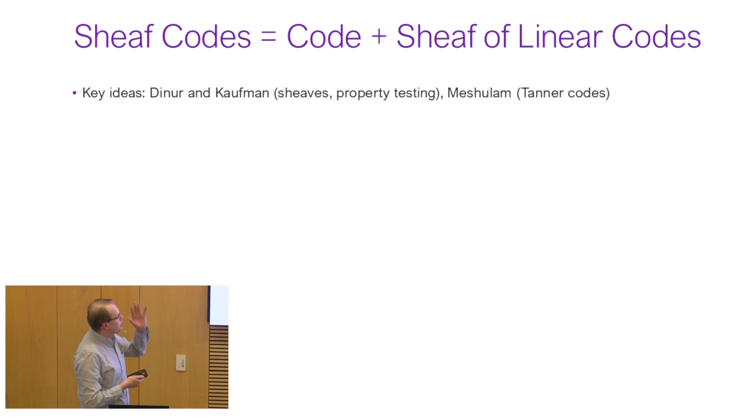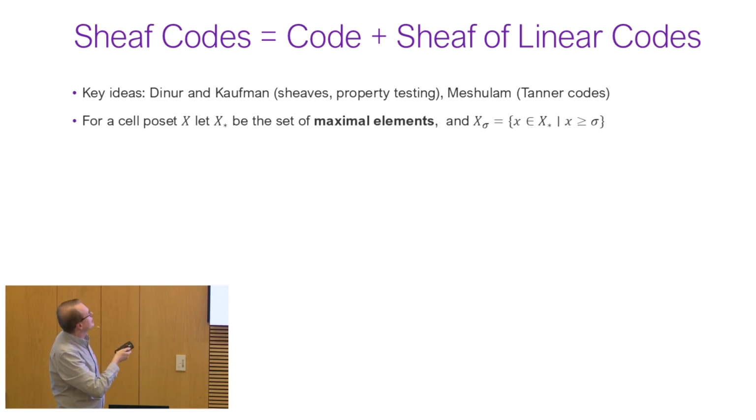Before I describe this idea of high-dimensional distance, let me briefly introduce a very new idea, initially due to work by Dinur and Kaufman, who noticed that you can use sheaves in the context of property testing, and work by Meshulam that also interprets sheaves on graphs, or local systems on graphs, as Tanner codes. If we just very naturally generalize this idea, we get the concept that I call sheaf code.